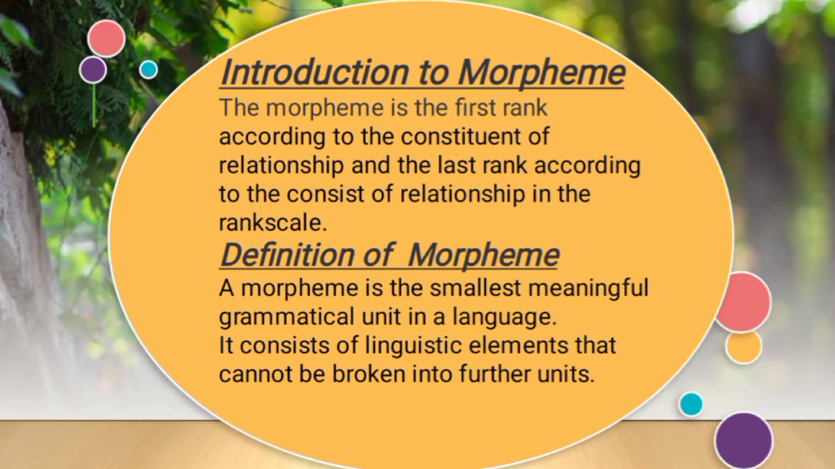The morpheme is the first rank according to the constituents of relationship, and the last rank according to the concept of relationship in the rank scale. Now let's look at the definition of morpheme. A morpheme is the smallest meaningful grammatical unit in a language. It consists of linguistic elements that cannot be broken into further units.